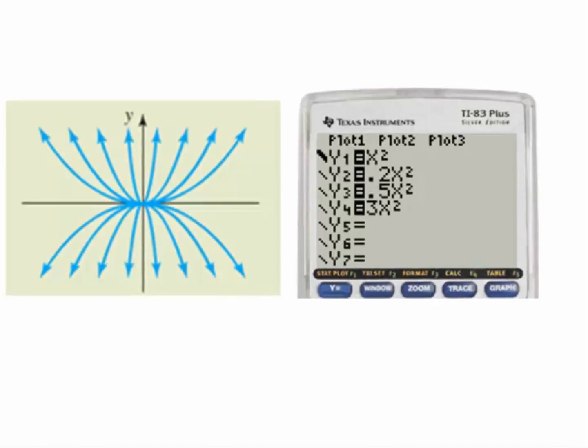So for this example, I'm going to use x squared, 0.2 x squared to get this wide parabola, 0.5 x squared, and for the tightest, the most narrow parabola, I'm going to use a value of 3. Now I did bold the line and the x squared so we can see the relationship between these values of a relative to when a is 1.